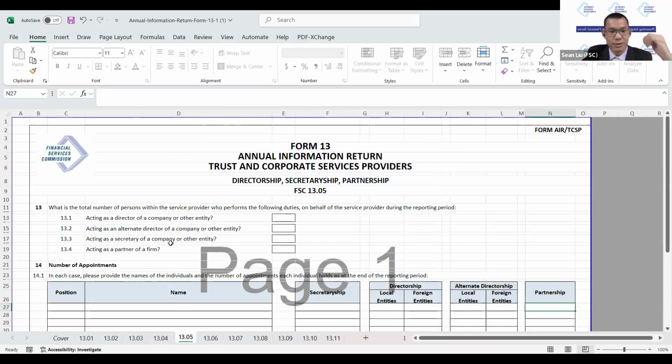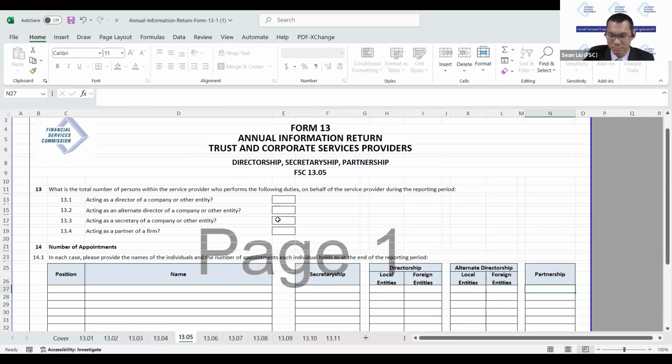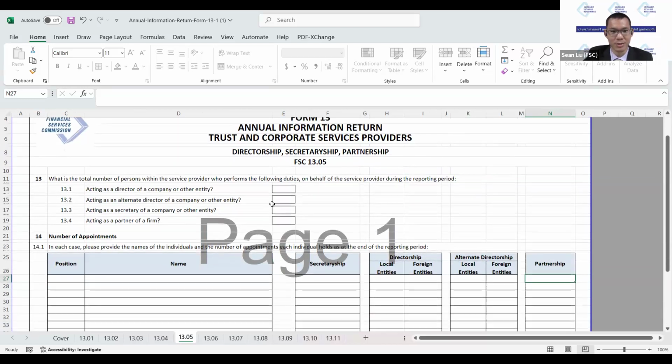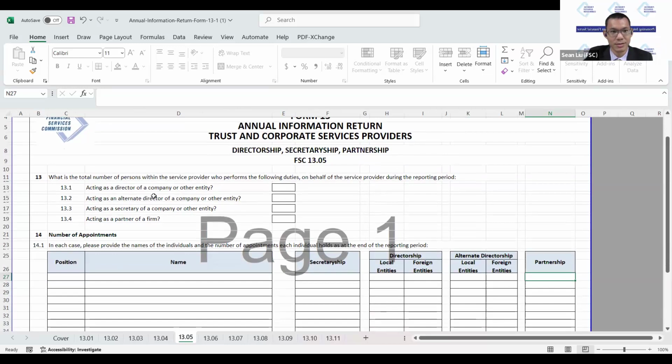Moving on to sheet 1305. Again, we're going to be asking about the directorship, secretaryship, and partnership of the licensee, your entities. Again, just asking about the structure of the management of your entities. So we're going to ask you the number of people who are acting as directors or alternate directors of a company, how many people are acting as secretaries or acting as partners of a firm.